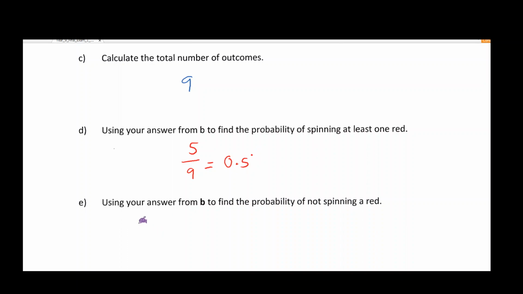0.5 recurring. Using your answer from B, find the probability of not spinning a red. That's just going to be 1 take 5 over 9, which is 9 over 9, because 1 is 9 over 9, take 5 over 9, which is 4 over 9. So 4 divided by 9 is 0.4 recurring. 0.4 recurring. And there it is.